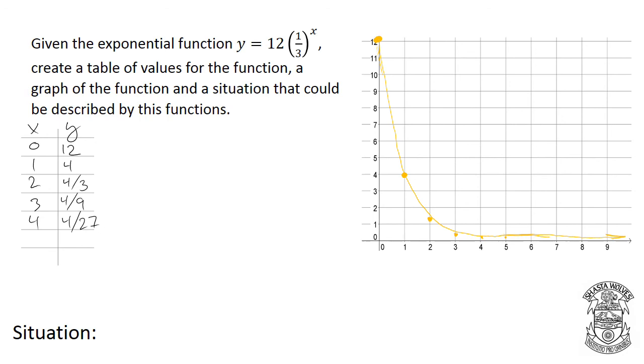So something like that you should write out in the situation box so that you can clearly show that you have an idea of what types of physical situations would fit this exponential model.